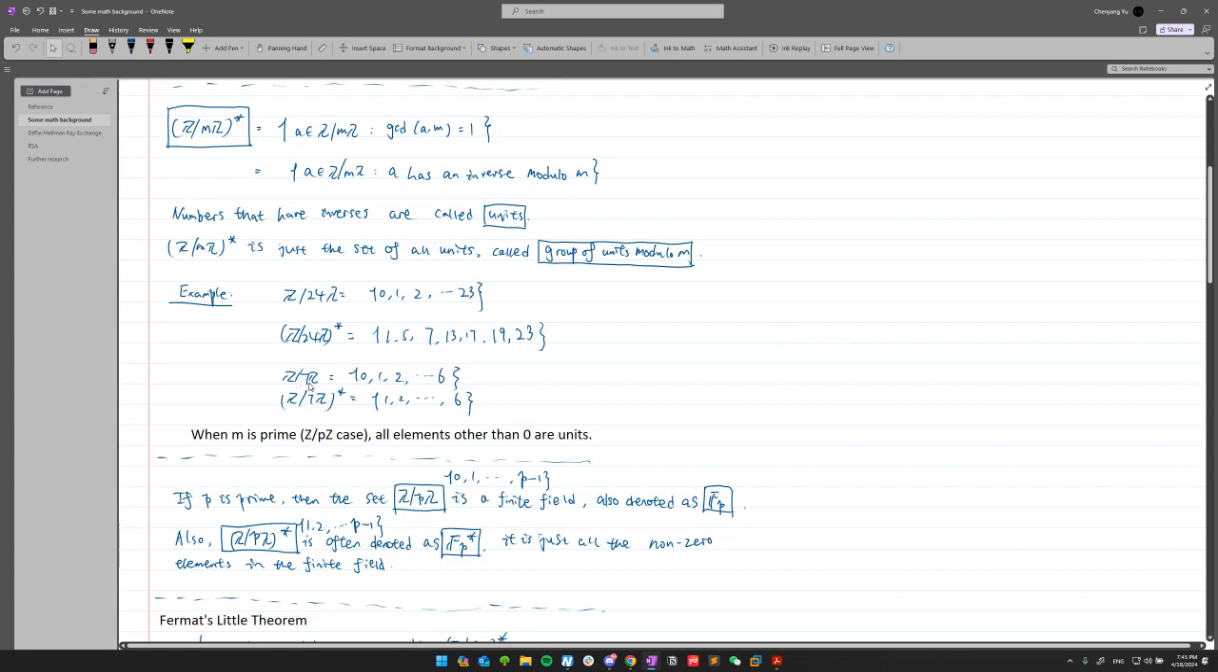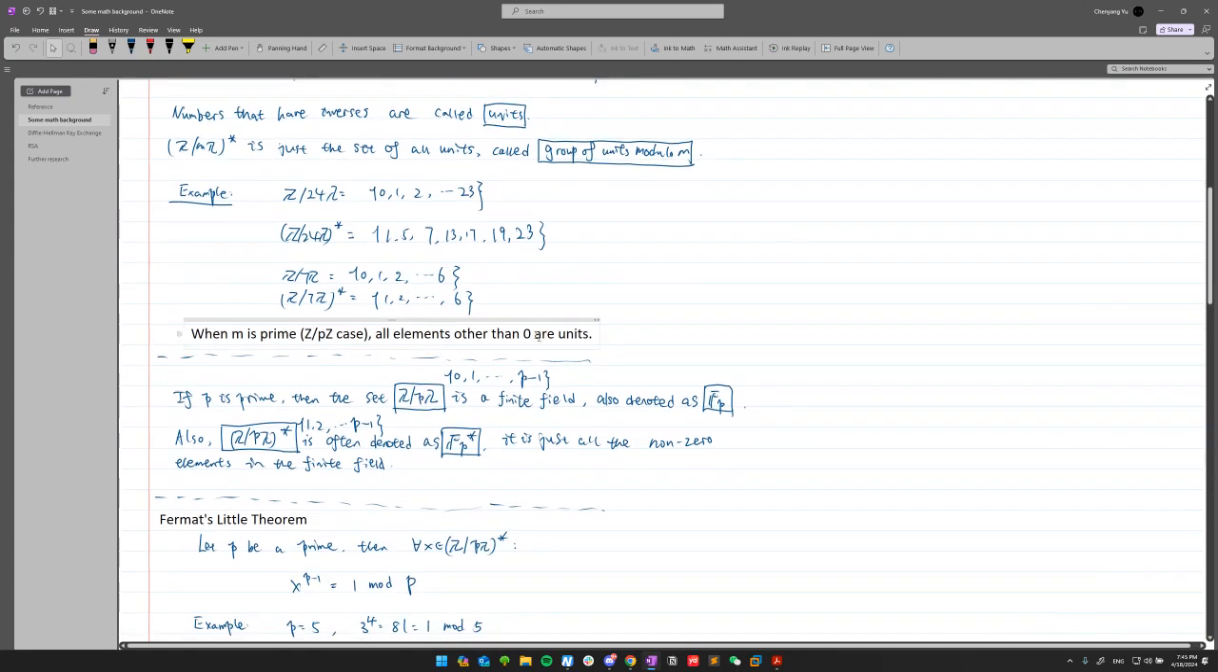But for Z mod pZ, in particular the Z mod 7Z case, every element other than 0 has an inverse. So the Z mod 7Z unit group is all the elements from 1 to 6. You can see the number of elements is p minus 1, where p equals 7. This is a special case, which is very important to understand: the Z mod pZ case.